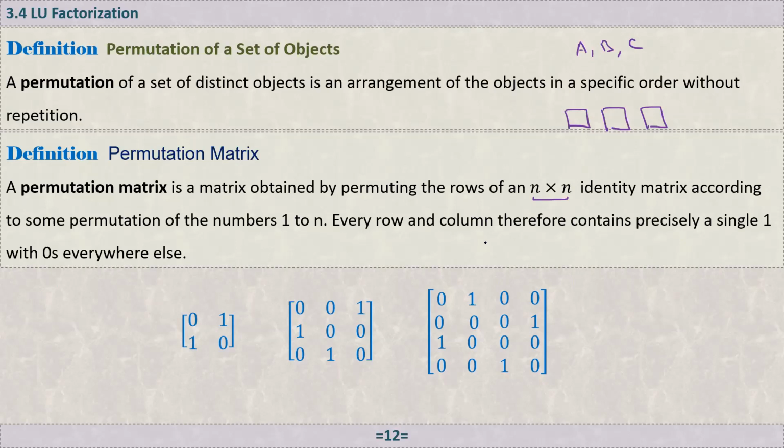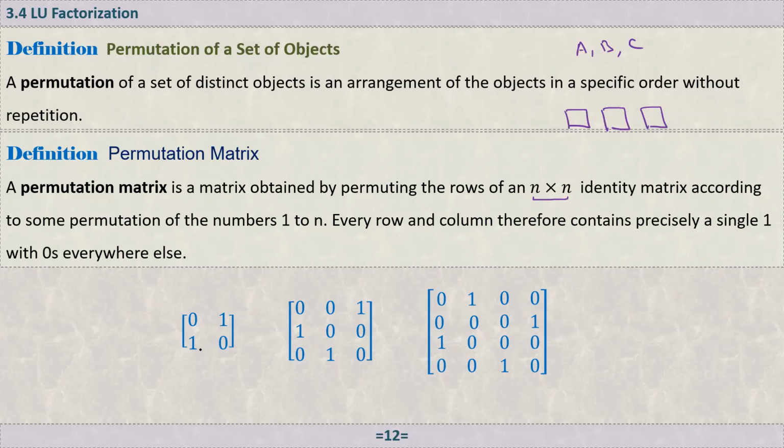So every row and column therefore contains precisely a single one with zeros everywhere, because we are just interchanging the rows of the identity matrix. That means that in an identity matrix, every row or every column has a single one, and the rest of the entries in that particular row or column are zeros.